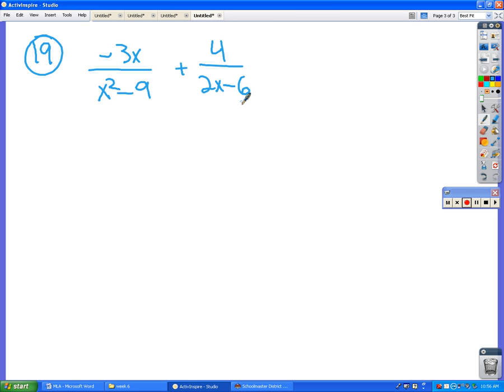Okay, so factor the bottom. Back to the bottom. X plus 3, x minus 3. And the other side, take out 2, x minus 3.